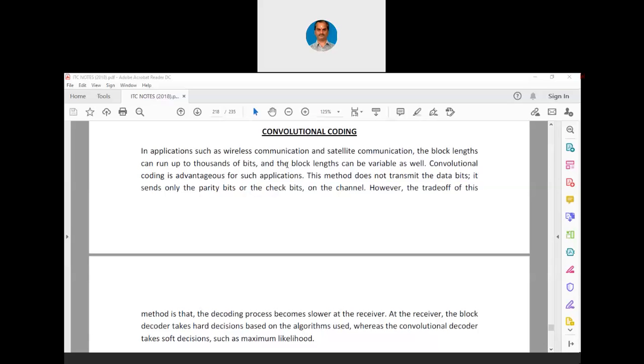Fine. Now the block length can run up to thousands of bits, and the block lengths need not be fixed. They can be variable depending upon the traffic. In general, algorithms can dynamically change from day-to-day application or between peak hour and non-peak hour applications. For example, morning 9 to 11 is considered as peak hour in India, or in general in the whole earth.